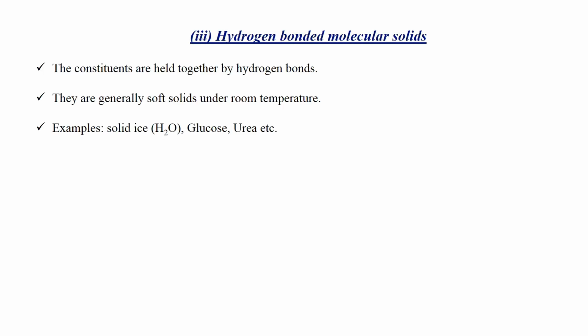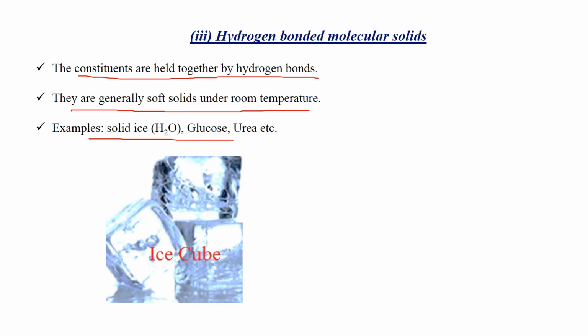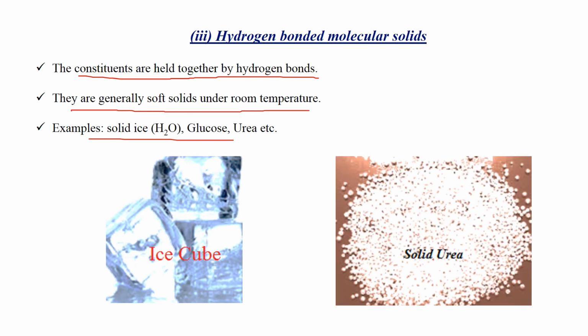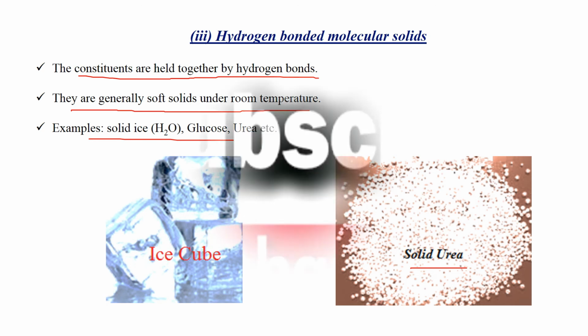And now hydrogen bonded molecular solids. Their constituents are held together by hydrogen bonds. They are generally soft solids at room temperature. Examples: ice, glucose and urea. This is an ice cube and this is solid urea.